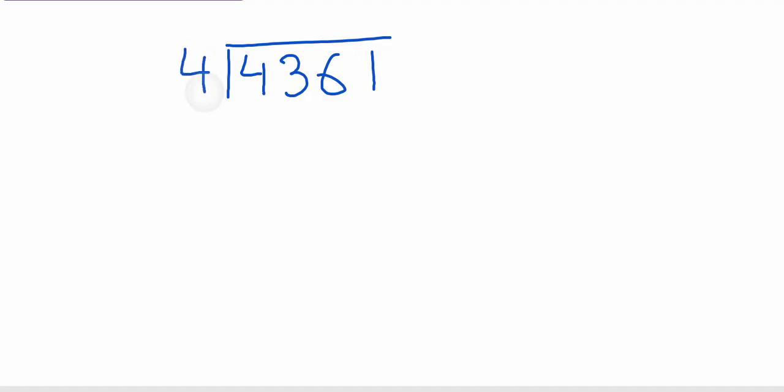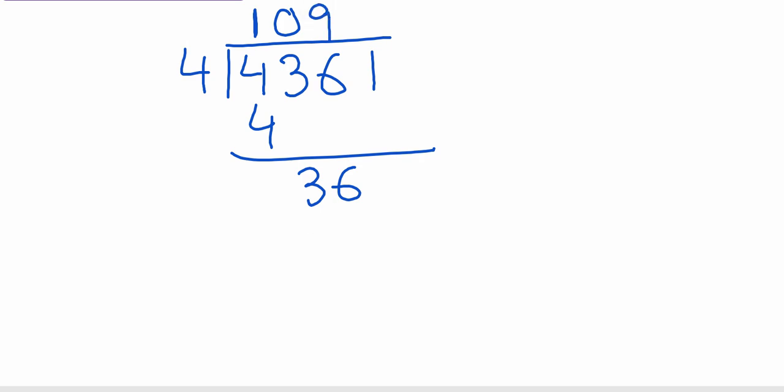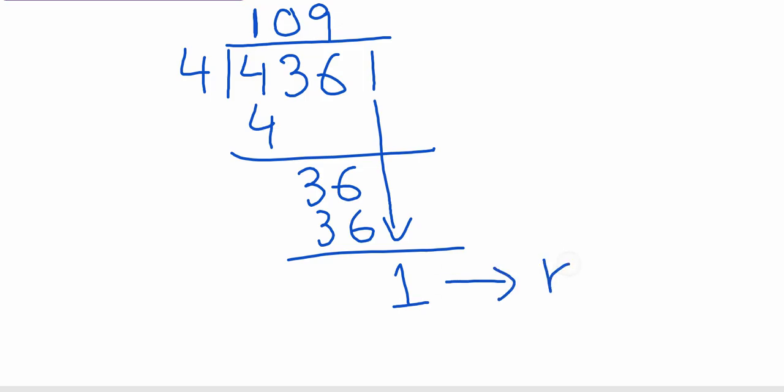4361 divided by 4. 4 1 times is 4, and again you have to get 2 numbers down at the same time, so you will put a 0 on the top. Then 4 9 times is 36, and this 1 will get down from the top. Is it a remainder? No. Any number that gets down from the top is not a remainder. Remainder always comes after subtraction. So you will do 4 0 times is 0, and then 1 minus 0 is 1 left.